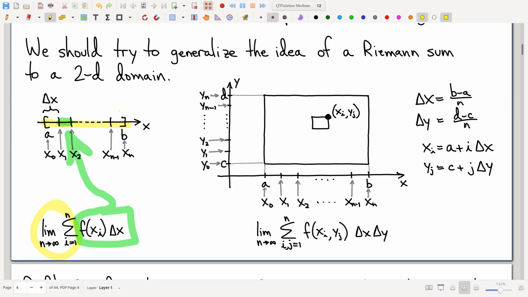Okay, so we're just going to do the same thing over here now. Why did I erase that? That was good. Okay.